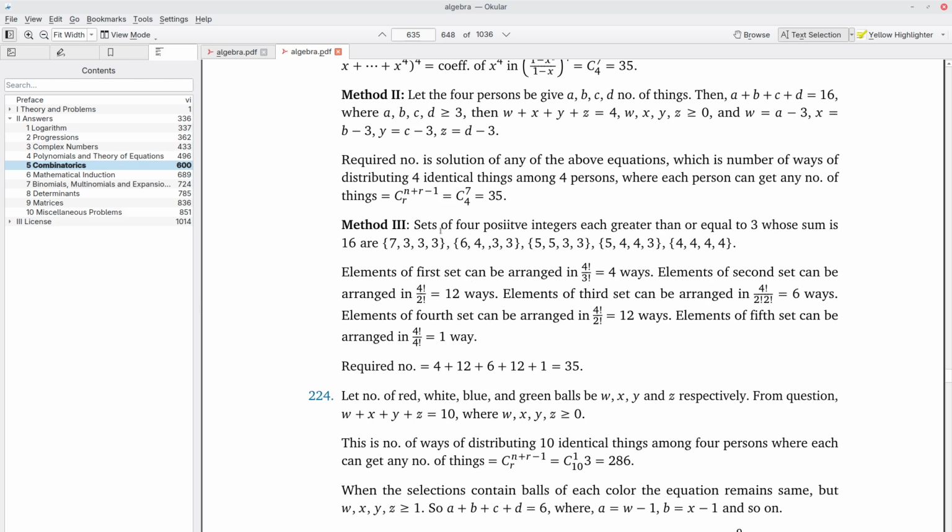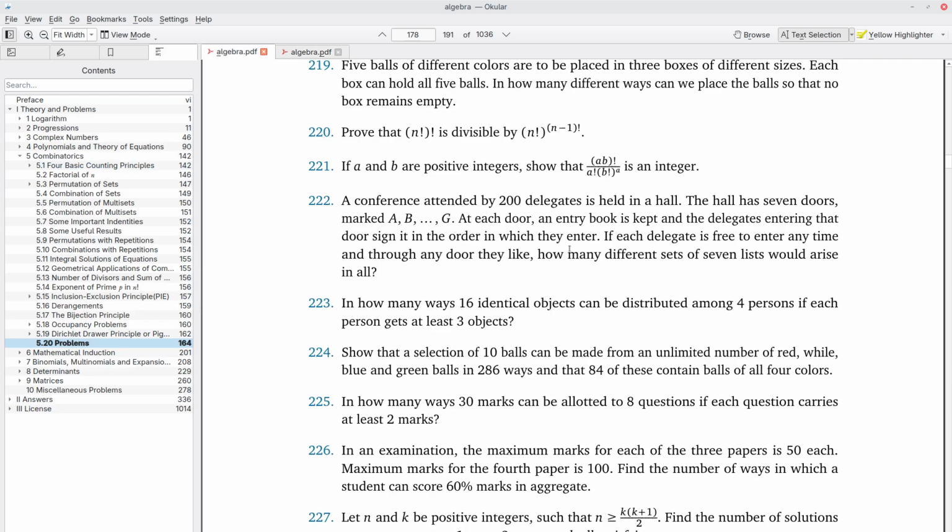The third method is, the sets of 4 positive integers greater than or equal to 3 whose sum is 16 are 7, 3, 3, 3 and 6, 4, 3, 3 and 5, 5, 3, 3 and 5, 4, 4, 3 and 4, 4, 4, 4. Elements of the first set can be arranged in 4 factorial by 3 factorial ways. Elements of the second set can be arranged in 4 factorial by 2 factorial ways, and so on, and eventually when we add them, the total is 35.